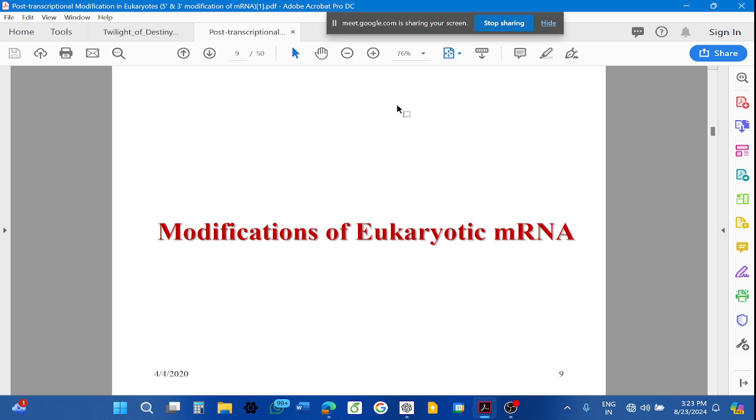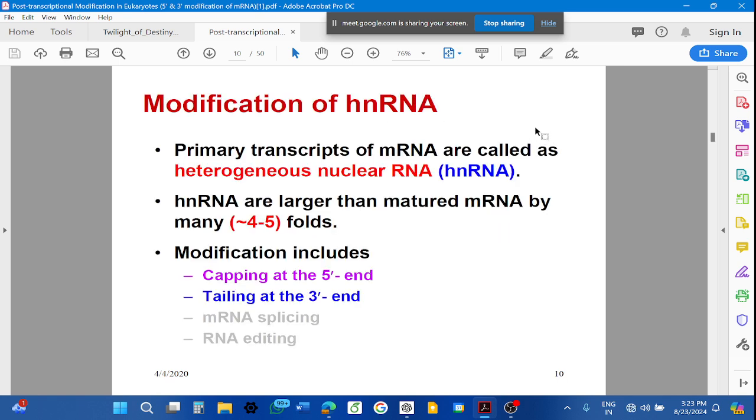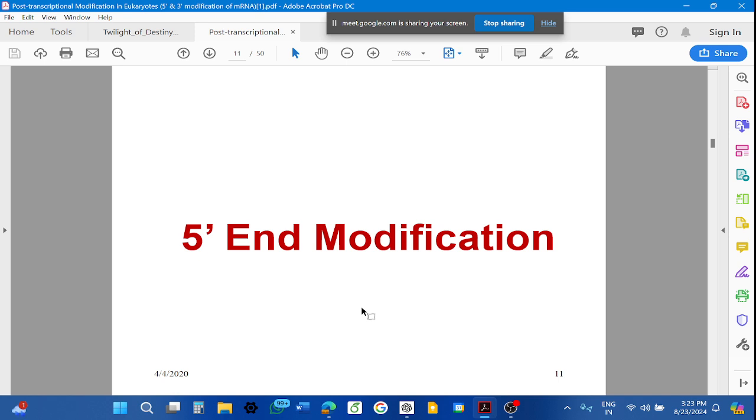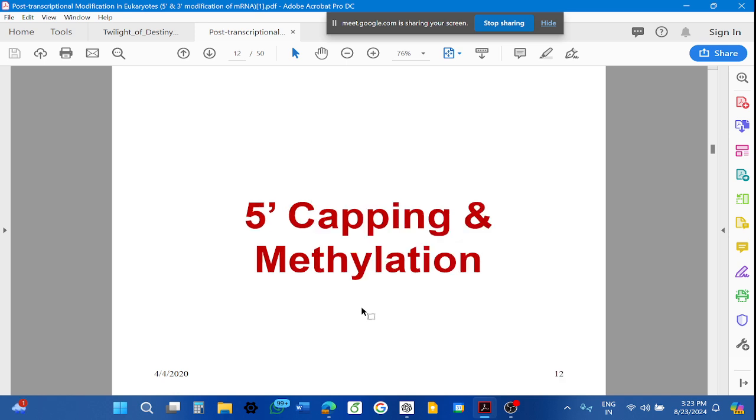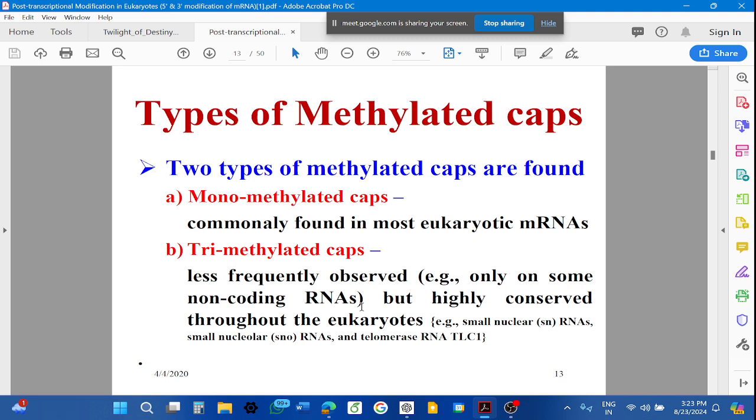So what are the modifications of eukaryotic messenger RNA? The primary transcripts of messenger RNA are known as heteronuclear RNA. They are larger than mature messenger RNA by 4 to 5 folds, and the modifications are capping at the 5' end, tailing at the 3' end, mRNA splicing, and RNA editing. Let us first look at the 5' end modification, which includes capping and methylation.